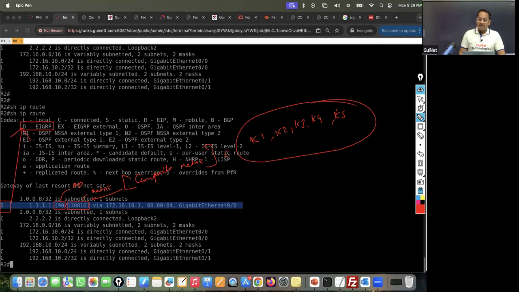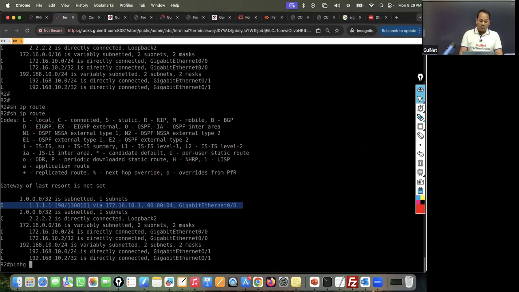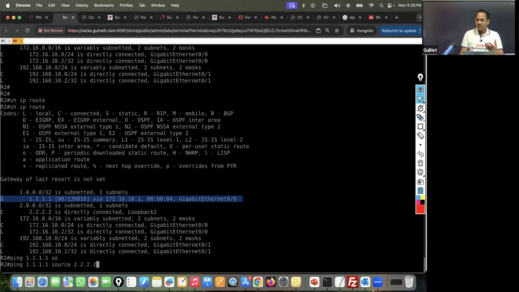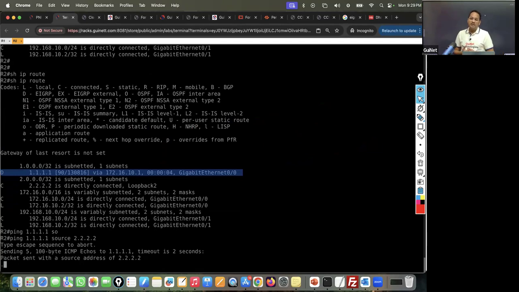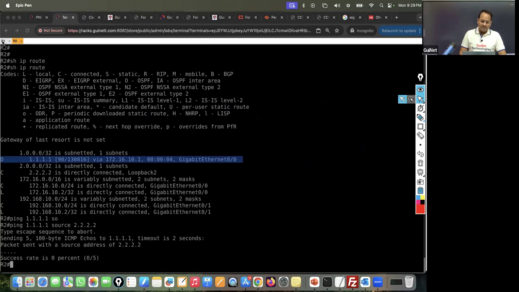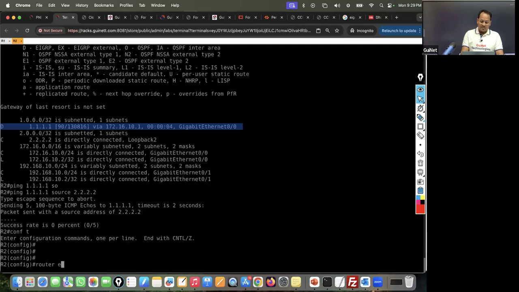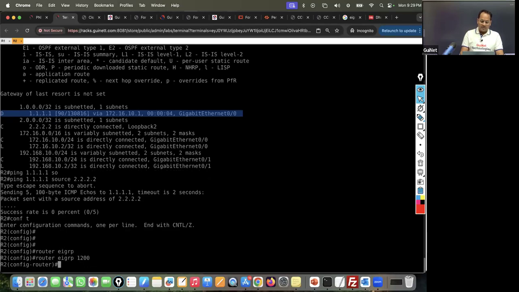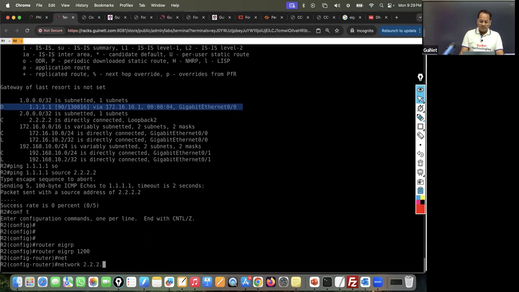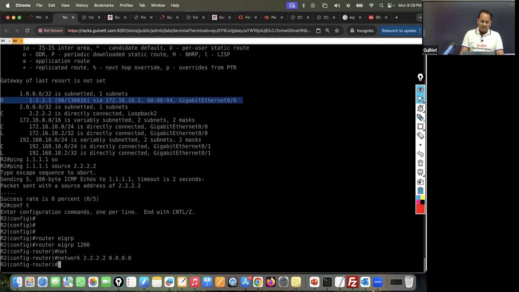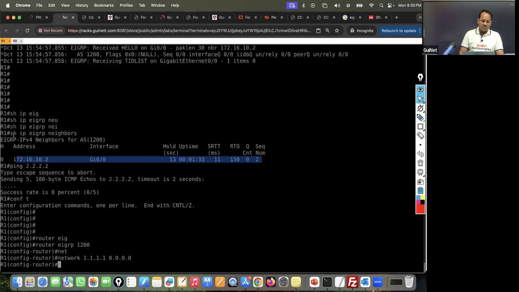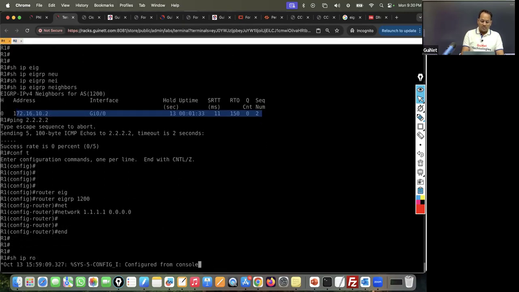But still, if I try to ping from here, it is not going to ping with the source 2.2.2. By default, without source it is going to ping, but with the source it is not going to ping, because we have to advertise my 2.2 route again in my routing table. So I will go here. Config T, router EIGRP 1200, and network, I'll go and give 2.2.2. And now you'll see that this router is also going to get it in show IP route.